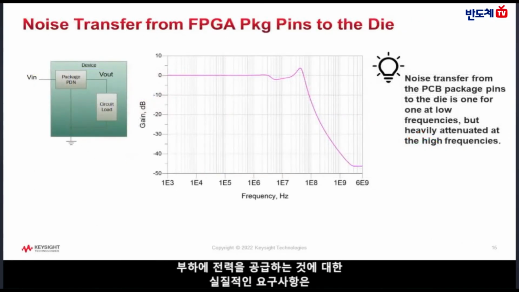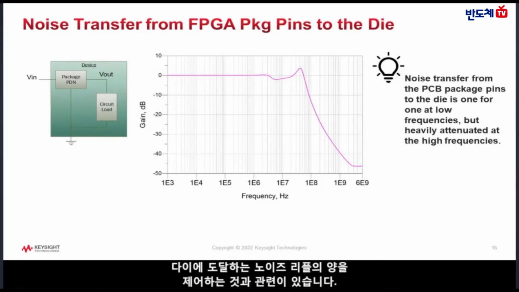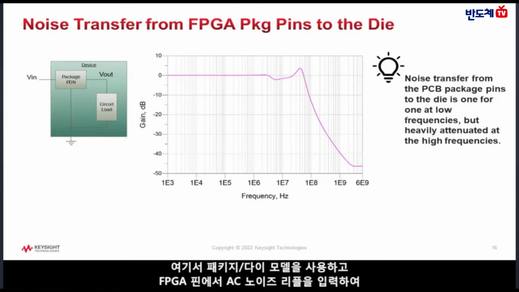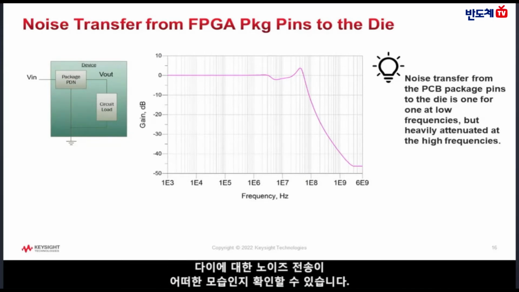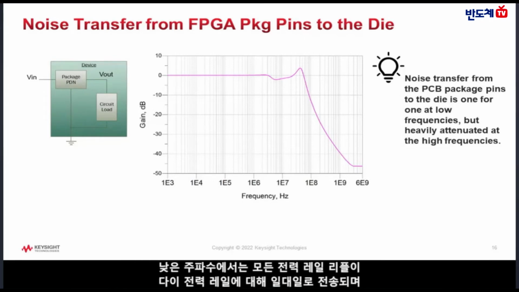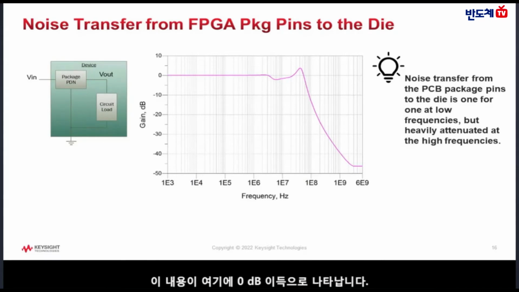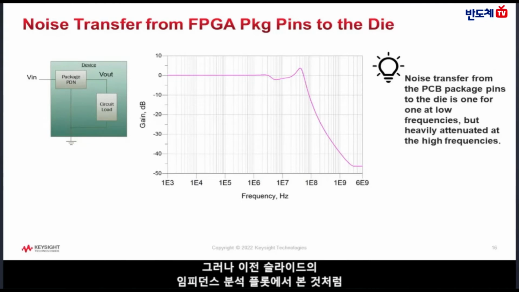The real requirement for power delivery to the load is in terms of controlling the amount of noise ripple that makes it to the die. Here again, one can use the package die model and input an AC noise ripple at the FPGA pins and see what the noise transfer to the die looks like. At low frequency, any power rail ripple will be transferred 1-for-1 to the die power rail, indicated here by 0 dB gain. However, like we saw in the impedance analysis plot in the previous slide, the noise transfer is heavily attenuated at the higher frequencies above 100 megahertz.